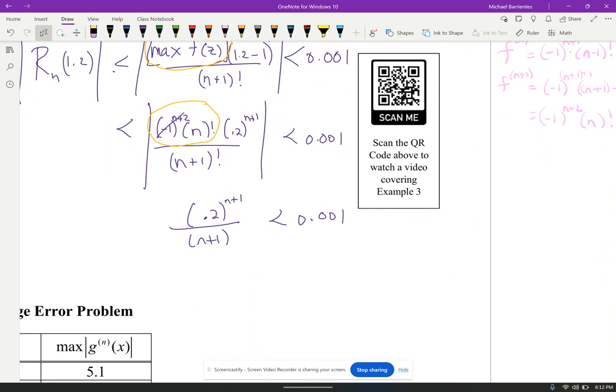Now what? How do I solve this? Well, there really isn't a way, because I have n's in the exponent and n's in the denominator. So the next best thing I can do is guess and check. So what if my n value is 2? What if my degree of my Taylor polynomial is 2? Is that going to be enough? 0.2 to the 2 plus 1 over 2 plus 1. Is that less than 1,000th? That's the question. Because if it is, then I only need to go out to the second degree polynomial of the Taylor expansion. Well, let's see.